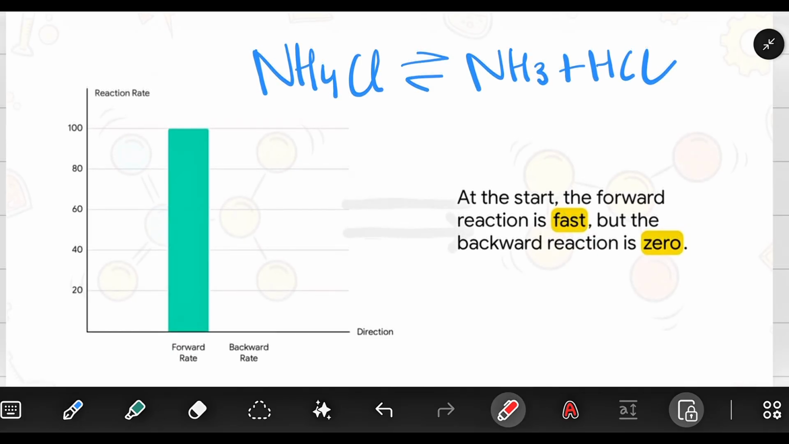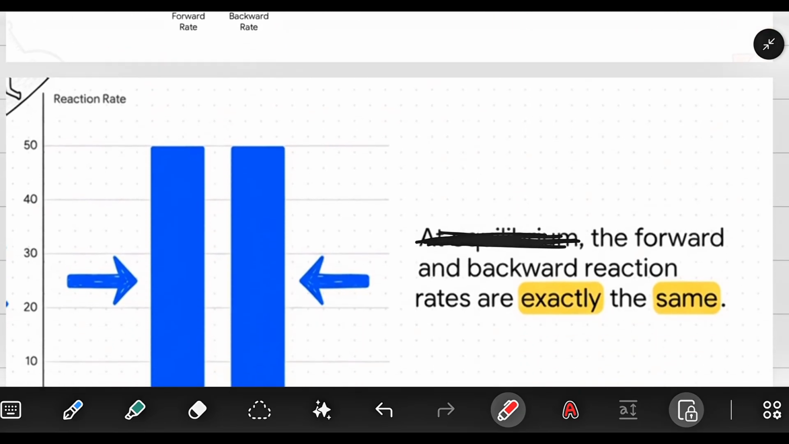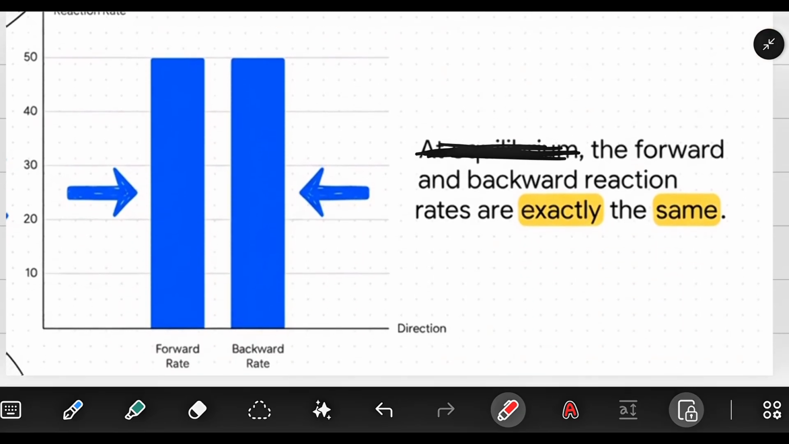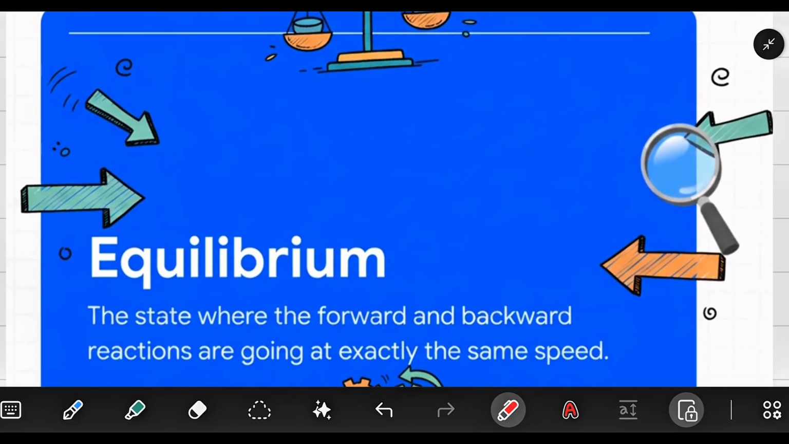However, as the reactants turn into the products, the forward reaction will slow down and the backward reaction will speed up, which will indicate to us that after a while the rates will even out and the backward reaction will be going at exactly the same speed as the forward reaction, which tells us that the reaction is in equilibrium, right? Now, what do you mean by the term equilibrium?